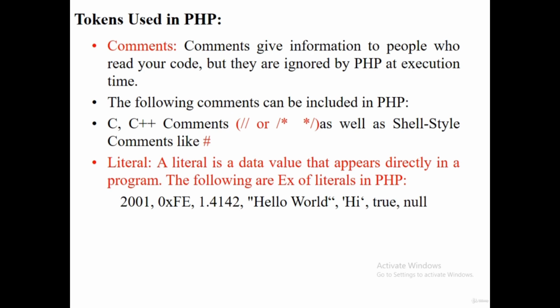The second type of token is literal. A literal is a data value that appears directly in the program. The following examples are literals: 2000 is a number, 0xfe, 1.4142, "hello world" is a string, "hi" is one example of a literal, and true and null. True is a boolean value.